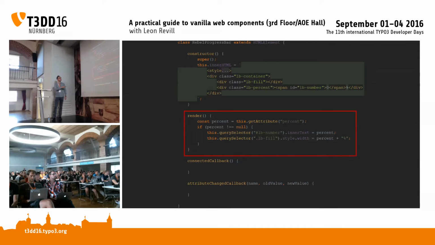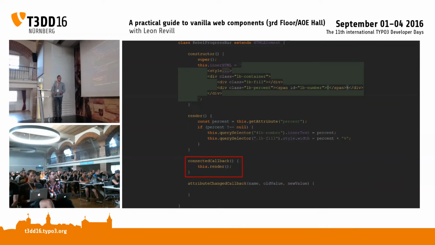If that value isn't null, what we can then do is select a few of the elements inside our component and update them. The first one we're going to do is select the number element and set the inner text to the percent. So that's the value coming from the attribute. We use querySelector, which again is a normal method available on DOM elements. And then the next thing we're going to do is grab the fill element and update its width to represent the percentage.